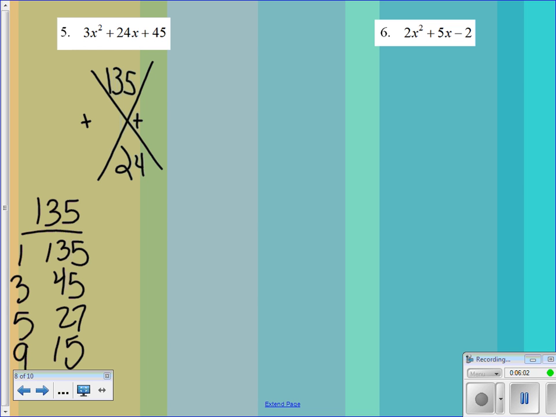Well, let's think about it. 9 plus 15 is 24. So what you guys want to do is just play around with your calculators a little bit. It's going to be really important this unit that you're bringing those to class, okay? So 9 and 15 are my factors.